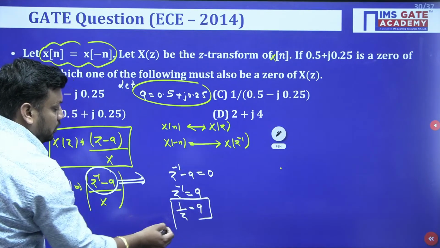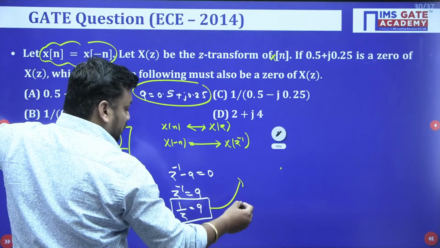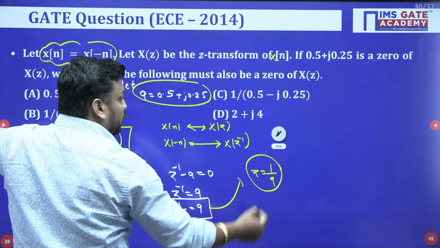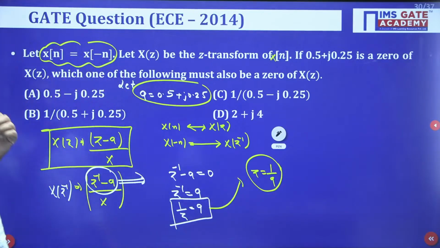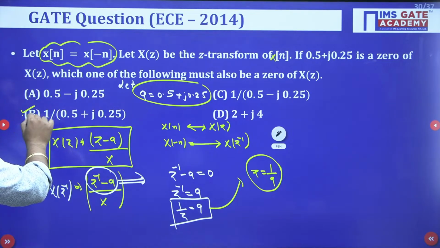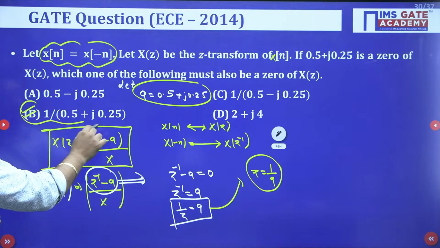So when you do the cross multiplication, what will you get? You will get z equal to 1 by a only. And 1 by a means 0.1 upon 0.5 plus j 0.25. It means your correct answer is nothing but B.